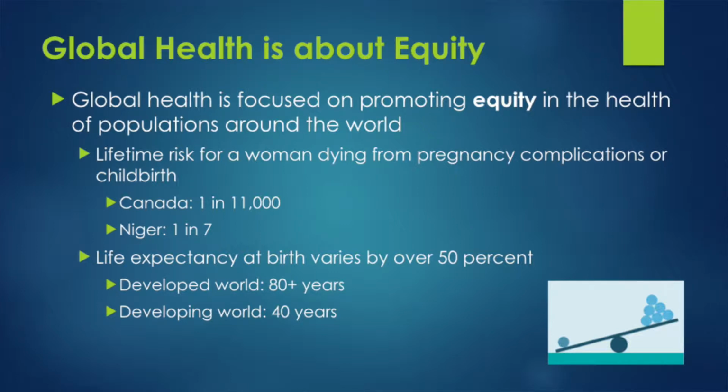Life expectancy at birth varies by 50% depending on where you're born. If you're born in the developed world, you can expect to live about 80 years or more. If you're born in the developing world, your life expectancy is half of that, about 40 years.